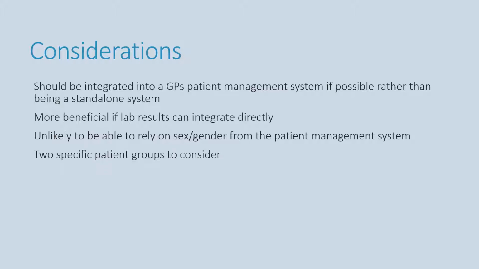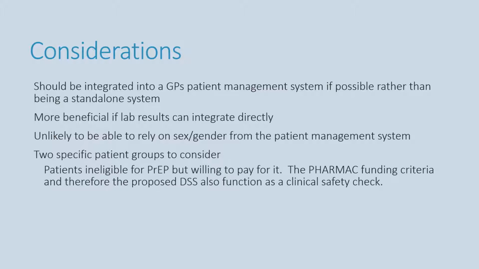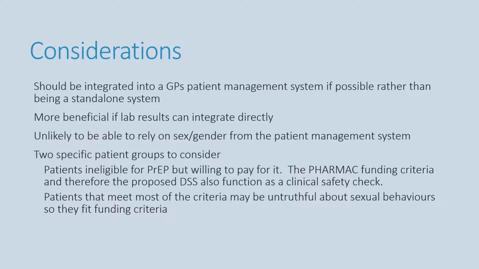There are two specific patient groups to consider further. One is patients who are ineligible for PrEP but are willing to pay for it. In this case, the Pharmac funding criteria and therefore the proposed decision support system also function as more of a clinical safety checklist than a recommendation for funding. We should also be aware that patients that meet most of the criteria may be untruthful about sexual behaviour, so they fit the funding criteria. In reality, they may be practicing safer sex than they admit to meet the funding criteria.